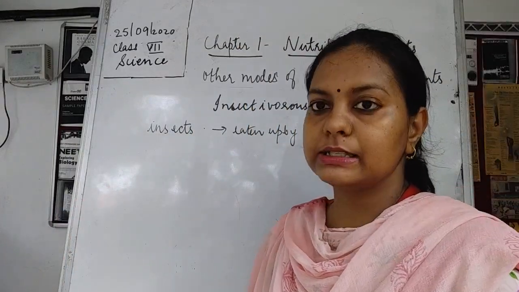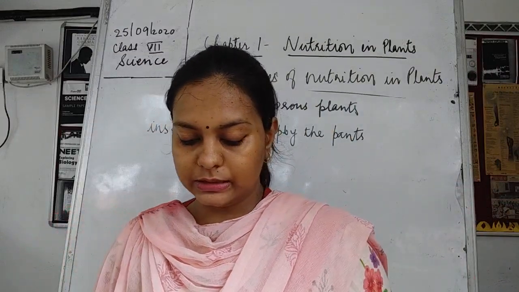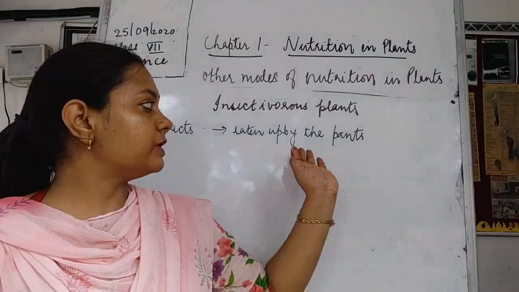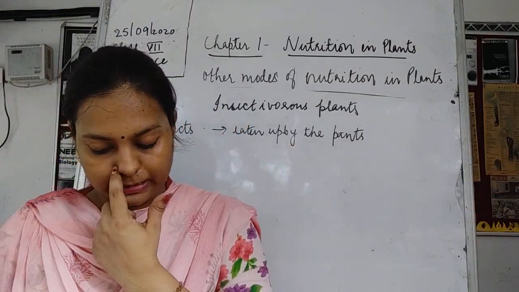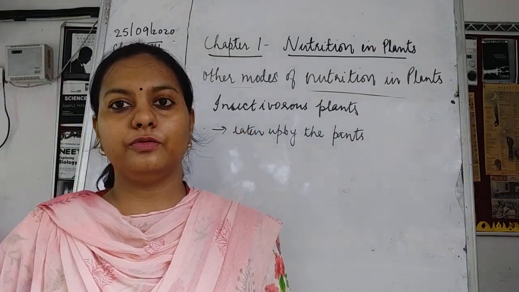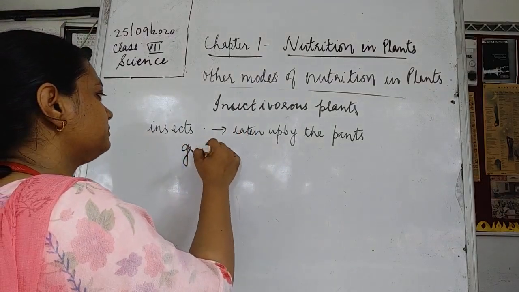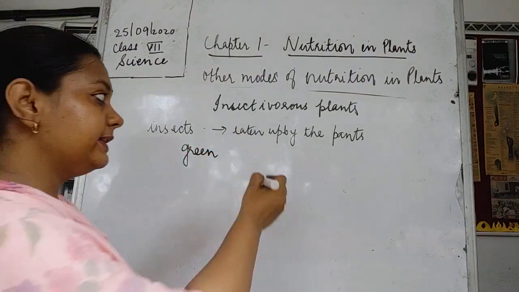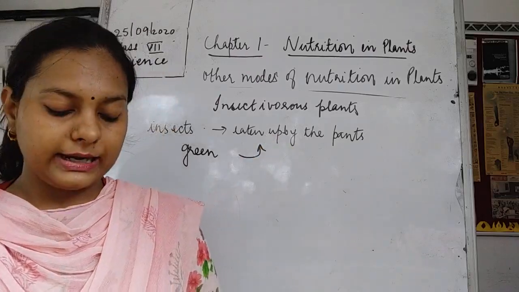Now, children, I'll discuss all these things in detail in the next class. I just tell you that these plants are going to take up the organisms, and such plants are also green in color. They could synthesize their own food. These insectivorous plants are also green in color. But why are they eating insects then? Okay, all these questions will be answered in the next class, children.